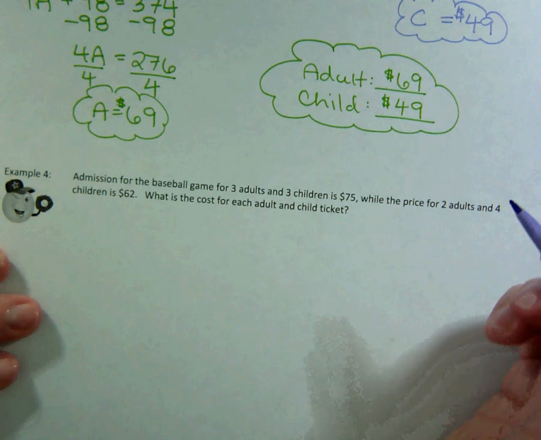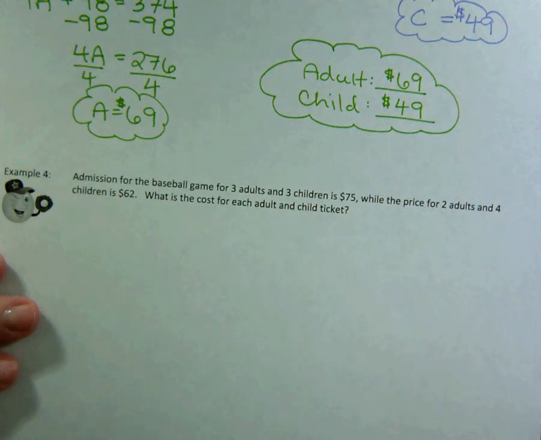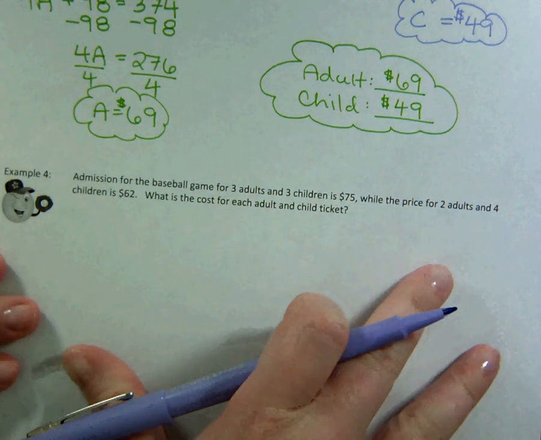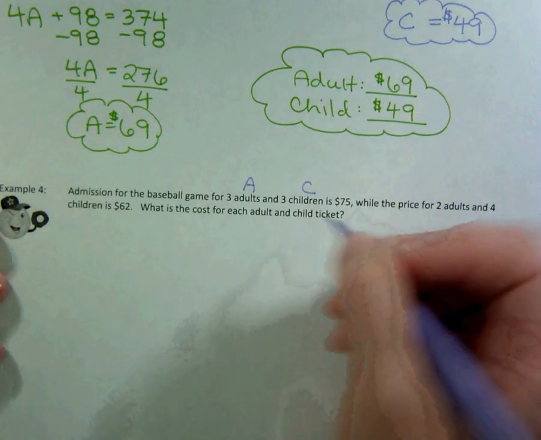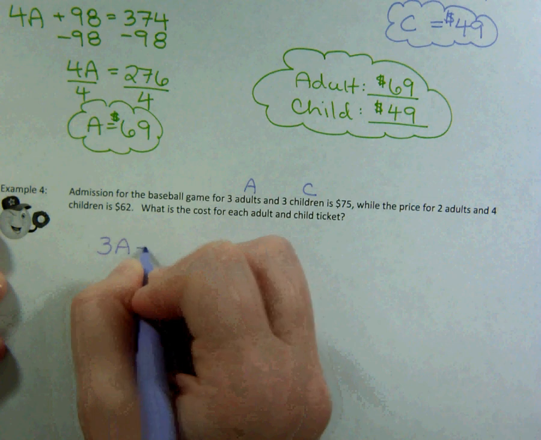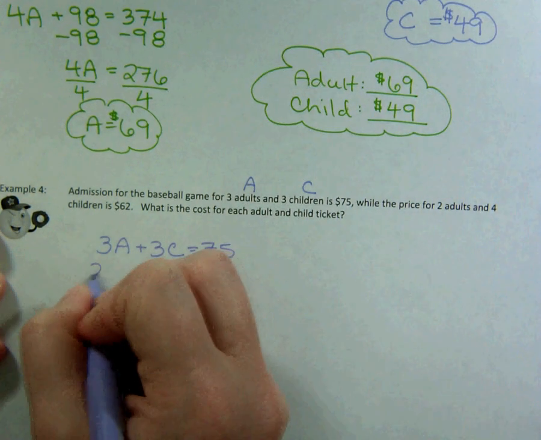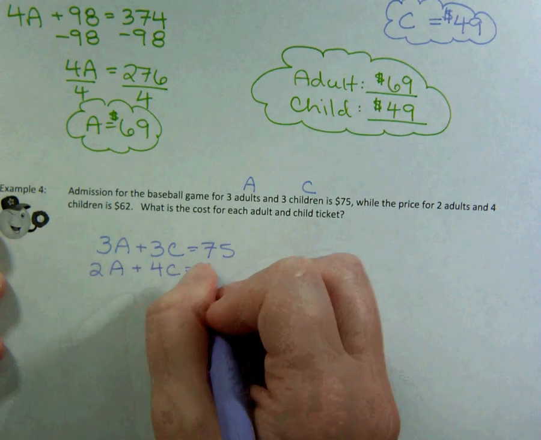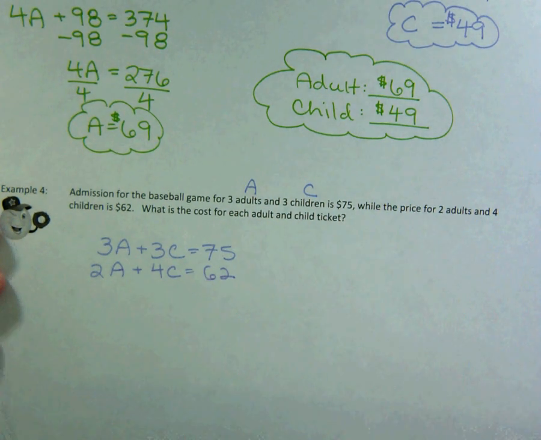Example 4 says admission for the baseball game for 3 adults and 3 children is $75, while the price for 2 adults and 4 children is $62. What is the cost for each adult and child ticket? So again, very similar to example 3. I'm going to use A for adult and C for children. So we have 3 adults and 3 children, 75. 2 adults and 4 children is 62. Trying to solve for A and C.